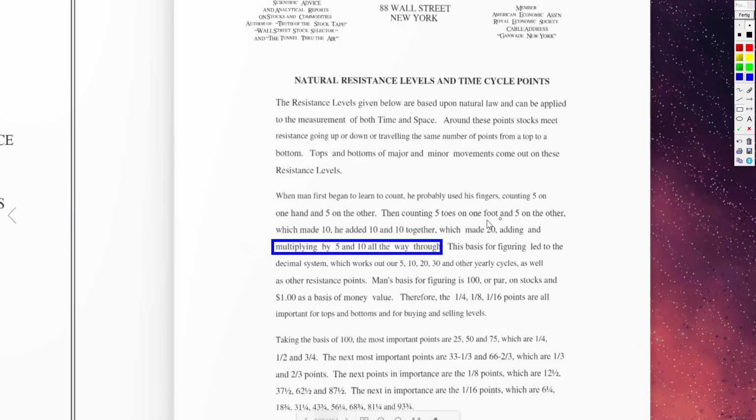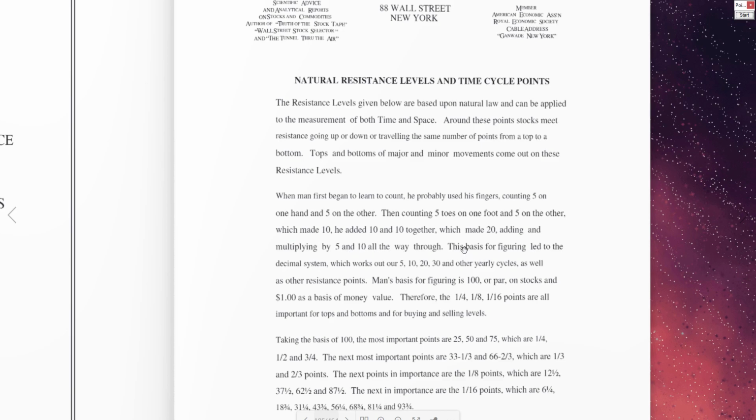He was just adding, right? In this entire zone, he was just adding. 1 plus 1 equals 2. Here he starts multiplying. Keep that in mind. The basis of figuring led to the decimal system. So this was the basis, which works out our 5, 10, 12, 20, 30 and other yearly cycles. Notice here 5 multiplied by 2 equals 10.